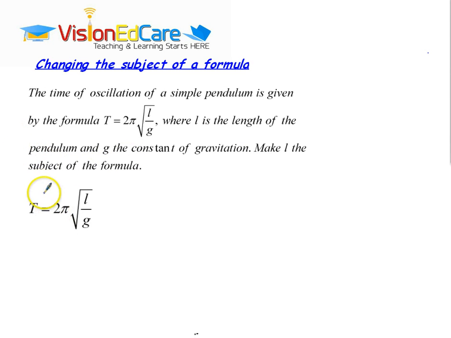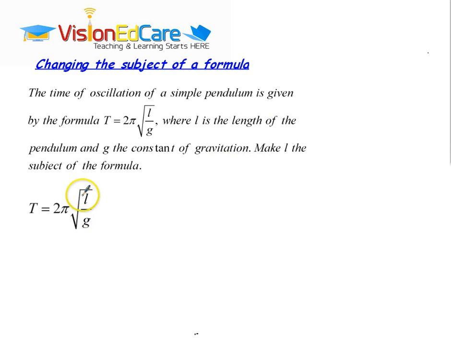So here we have a question where we are required to make L the subject of the formula. The question is given here where the time of oscillation of a simple pendulum is given by the formula T equals 2 pi times the root of L over G, where L is the length of the pendulum and G is the constant of gravitation. You're required to make L the subject of the formula, which means that you need to find L.